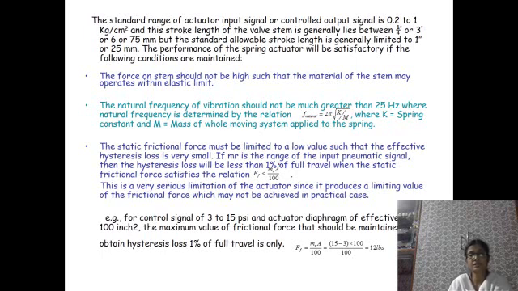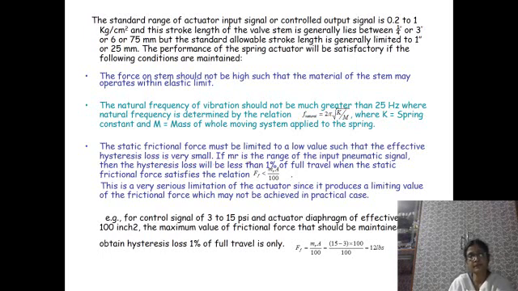The static frictional force must be limited to a low value such that the effective hysteresis loss is very small. All these purposes are to be taken care of for design consideration. So valve designing is a critical issue for the whole control system.